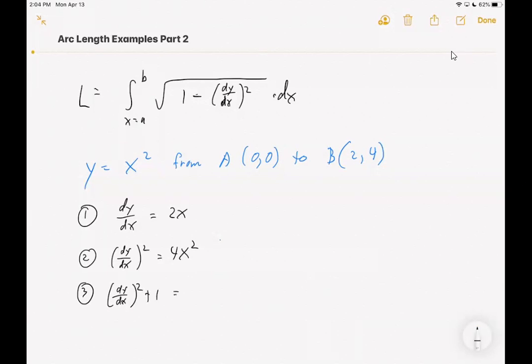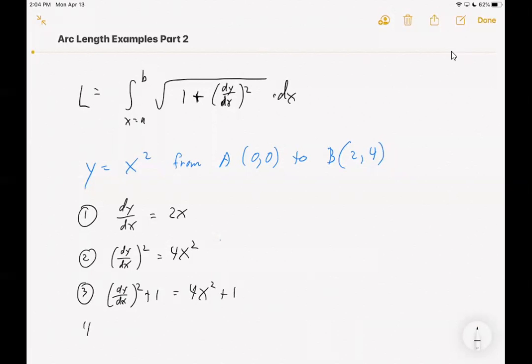Whoops, and I have a mistake in the formula. That should be a plus in the formula. So we're adding 1. Doesn't matter if we put the 1 in the front or behind since we're adding. So we end up with 4x squared plus 1, or 1 plus 4x squared if you prefer, right?